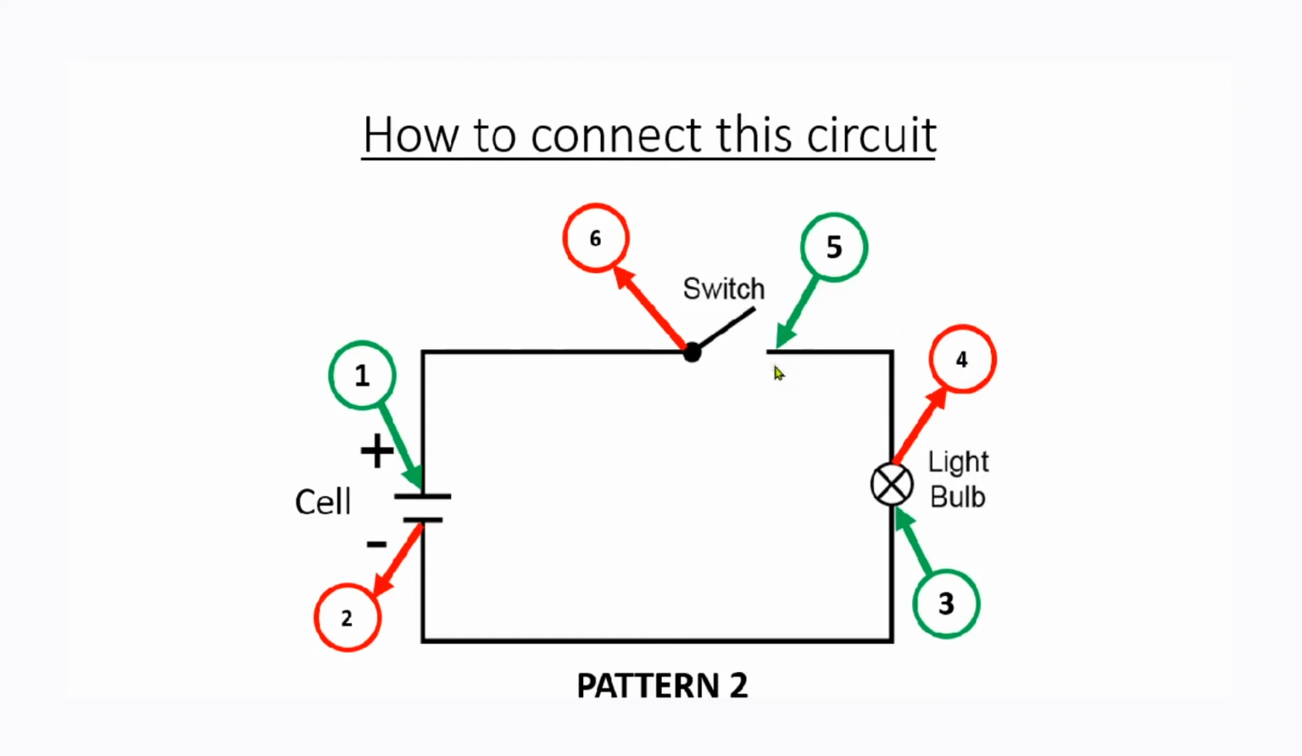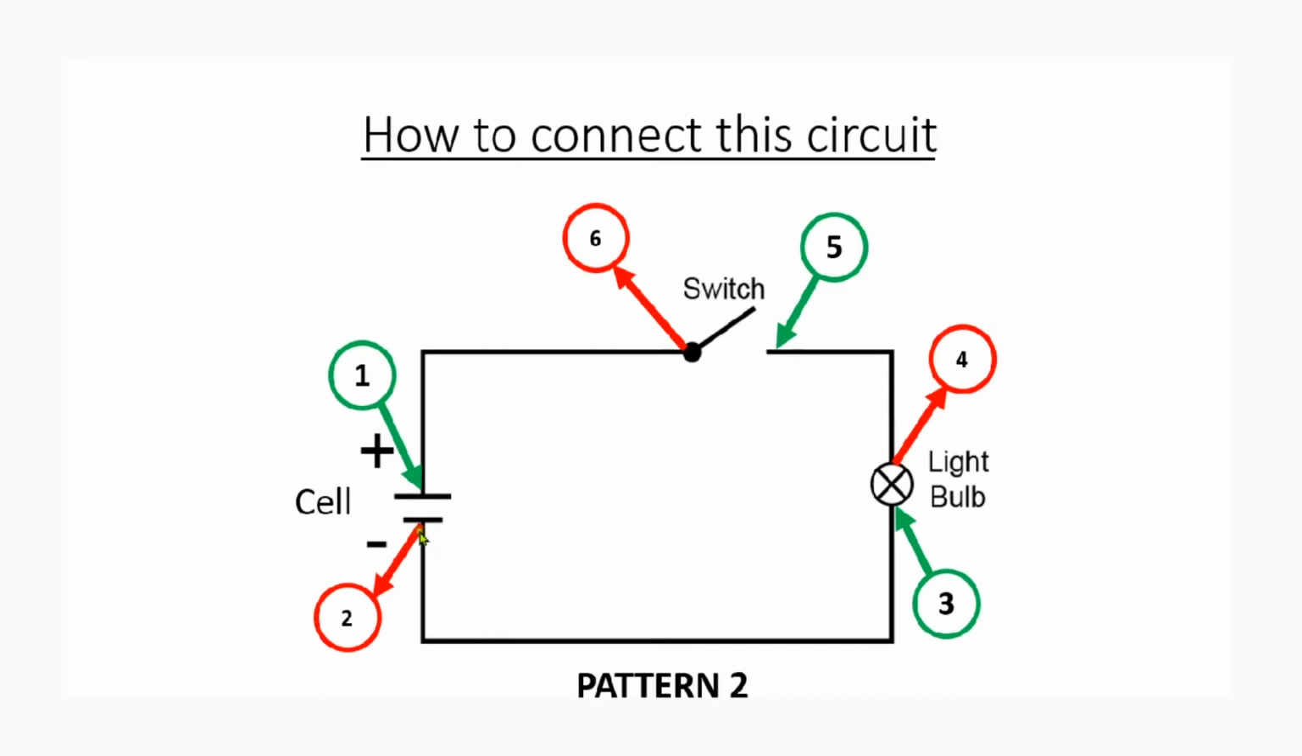And likewise at our switch, the conductor that comes in is called 5, and the conductor that comes out is called 6. Now that we have labeled all the different terminals on our circuit diagram, it's very easy to go and connect up the circuit diagram.